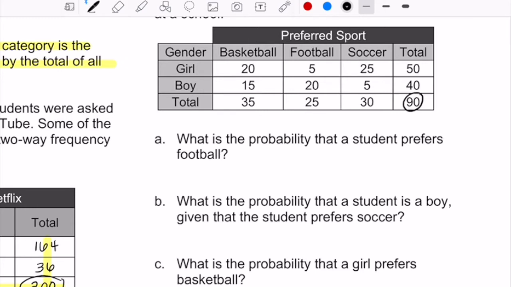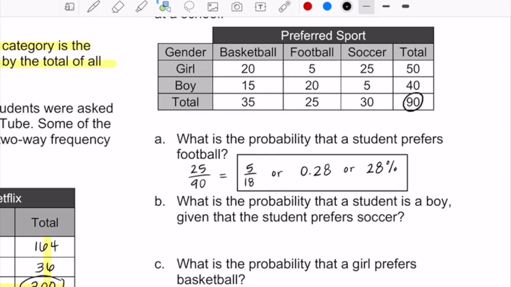So there's a total of 25 students overall that said they preferred football. And so this is a marginal relative frequency. So 25 students prefer football out of 90 total students. You can divide that. Frequencies can be given as reduced fractions. So as a reduced fraction, these both divide by 5. You could write it as 5 over 18, or you could write it as a decimal, 0.28, or sometimes you'll see them written as a percentage. So you could write it as 28%. All of these are correct answers to the question.